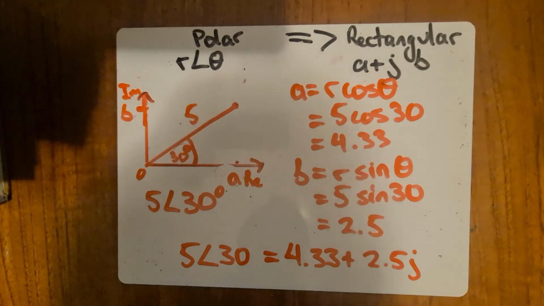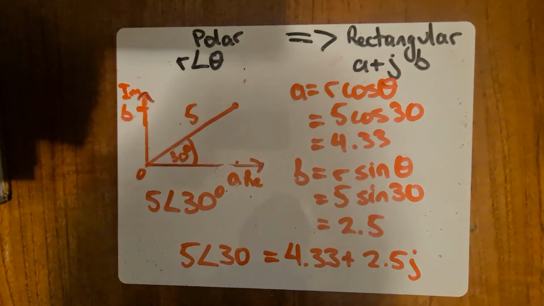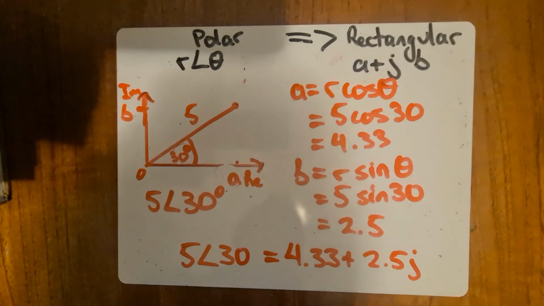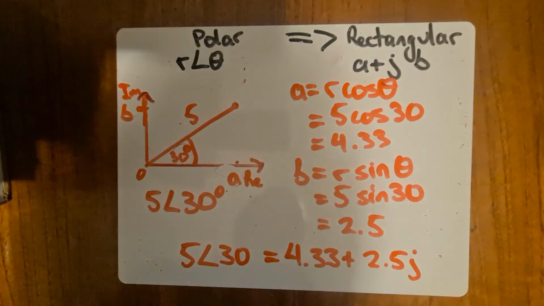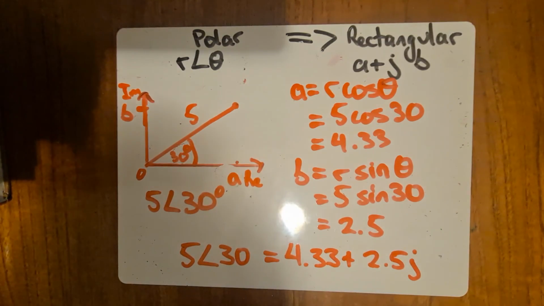Converting from polar to rectangular form and vice versa can be done easily, and this should assist you when you're multiplying and dividing voltages or adding and subtracting voltages in future problems.